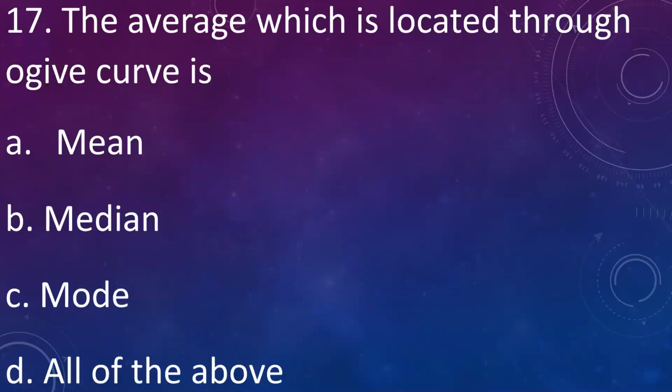Then the average which is located through Ogive curve is A. Mean, B. Median, C. Mode, D. All of the above. Answer is median. The intersection point of less than and more than Ogive curve gives the median. So median is located through Ogive curve.